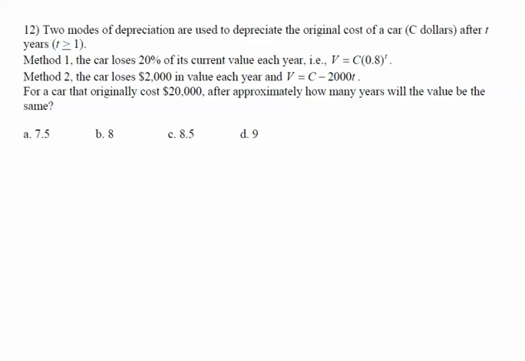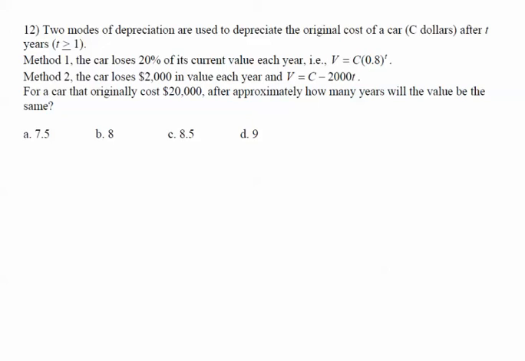For problem number 12, we have two modes of depreciation used to depreciate the original cost of a car after T years. In method 1, the car loses 20% of its current value each year, giving the formula V equals C times 0.8 to the T power. Method 2, the car loses $2,000 in value each year. This would be a linear function, V equals C minus 2,000 T.